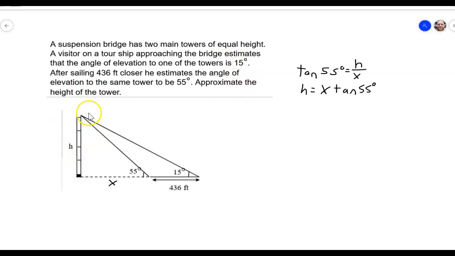So now, using the larger triangle, let's do the same thing. Set up the equation. Looking at the larger, we still have a right triangle using this larger portion here. So I'm going to say the tangent of 15 degrees, so look at the larger part, is going to be still the opposite over the adjacent side. So the opposite is still h, still the h over here. Now the adjacent side is this whole thing. It's the x plus 436.